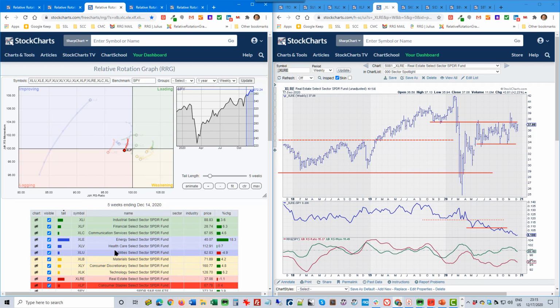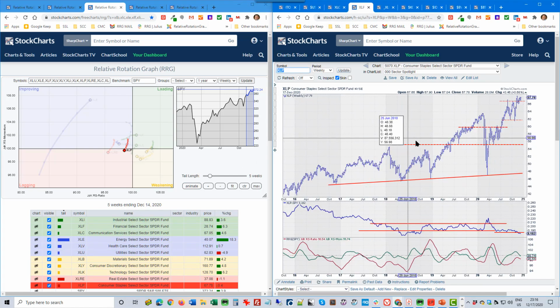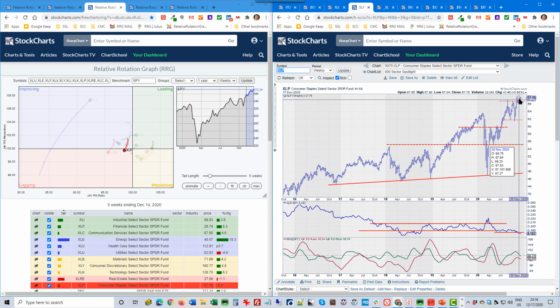You see the same rotation here, moving from improving back into lagging, usually not a good sign. And we see that on the price chart, where it is having difficulties breaking higher, it's not following through, and relative strength is breaking to new lows below a horizontal support.